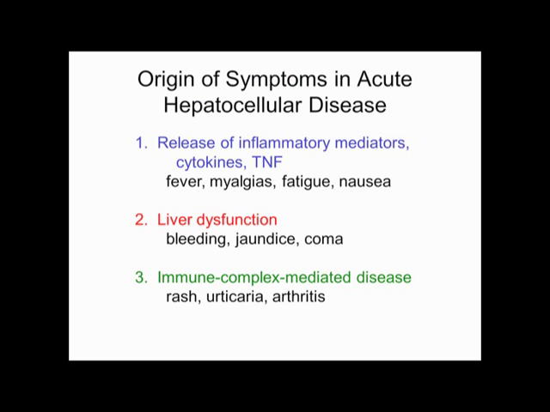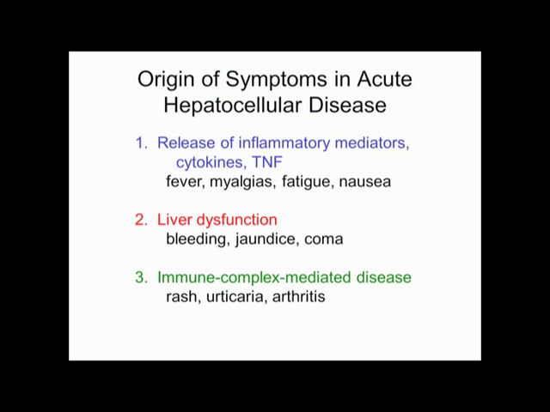So what's the origin of the symptoms in patients who have acute hepatocellular disease? A lot of it, because many of these are viruses, and so they're inflammatory processes, is the release of inflammatory mediators, cytokines, tumor necrosis factor. That probably accounts for most of the nonspecific symptoms. If the liver is failing, and it's not making clotting factors, it's not getting rid of bilirubin, it's not getting rid of urea, then you get these more specific things.